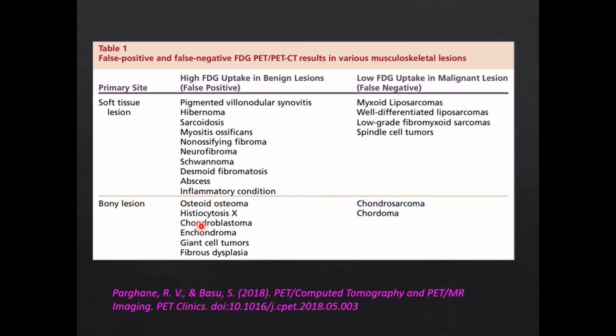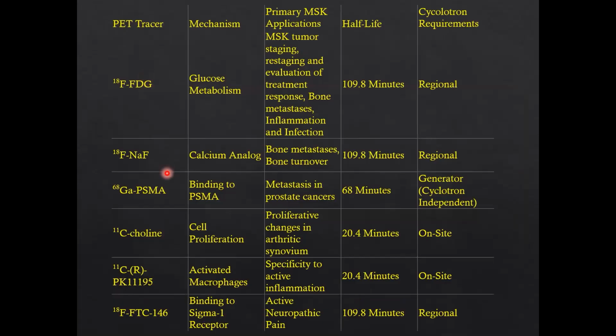Bone also, same thing: high uptake in benign but low uptake in malignant lesions. Coming to the radiotracers, I have already shown FDG and sodium fluoride. You have PSMA for the metastasis of prostate cancers. Choline is used for proliferative changes in arthritic synovium. This is something which will be coming in future, very common to evaluate the synovium. This is for activated macrophages, and 18F FTC-146 is for active neuropathic pain.